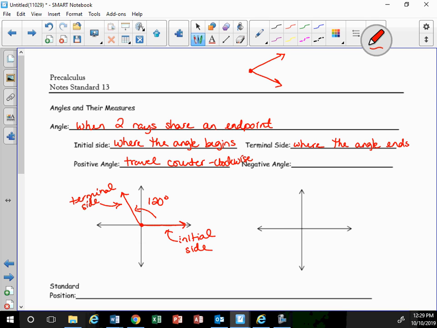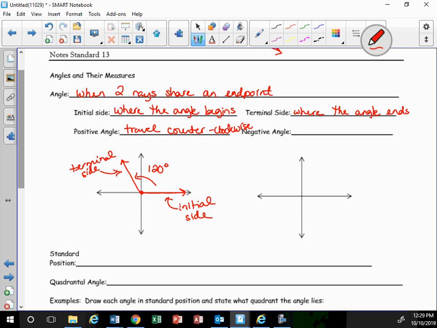Counterclockwise. Does that make sense what I mean by travel? Like going from your initial side to the terminal side? Yeah. So that's the initial side because you're going counterclockwise. Right? So when we say standard position, that means the initial side is always on the positive x-axis. So that is always where your initial side will be.